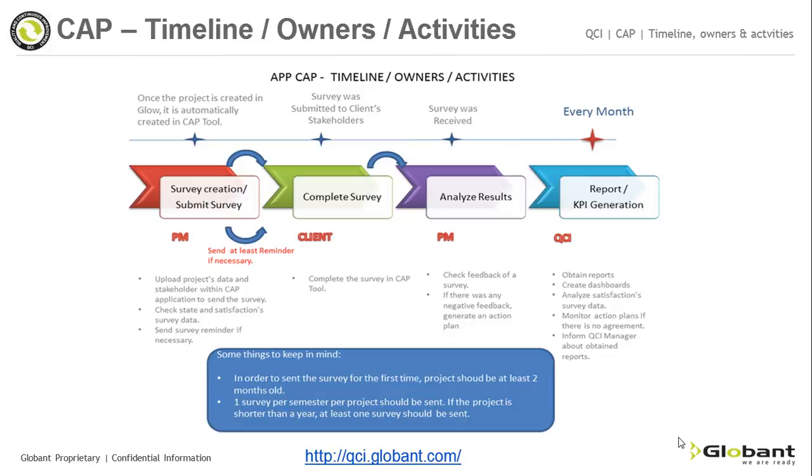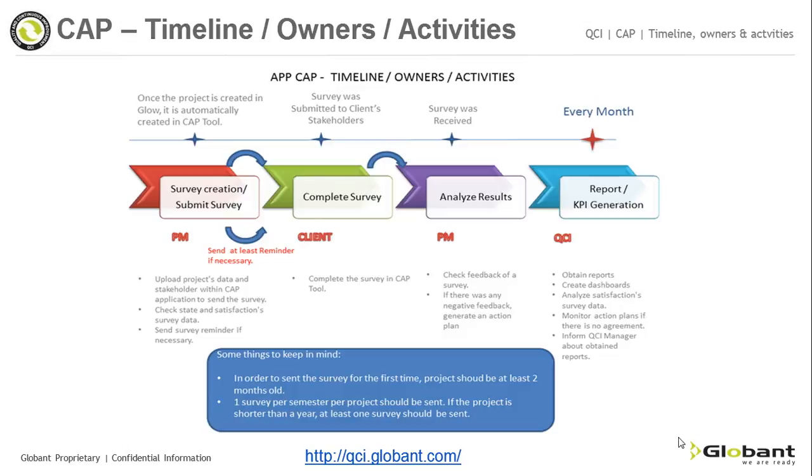Then, the client completes the survey and CAP automatically sends a notification about the feedback received to the project manager. The PM analyzes all the responses received. Remember that all surveys must be equal to or higher than 8.2 score, which is based on the annual strategic plan. If there were any negative feedback, the project manager must generate an action plan.